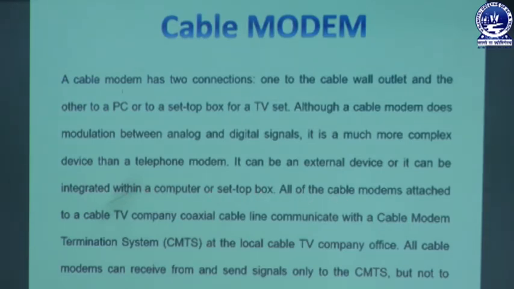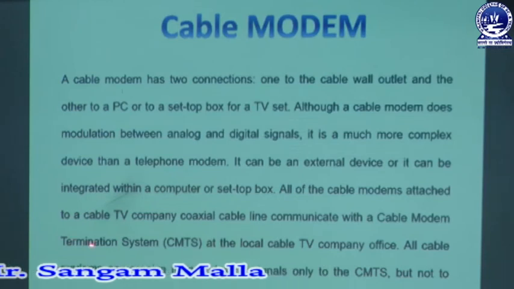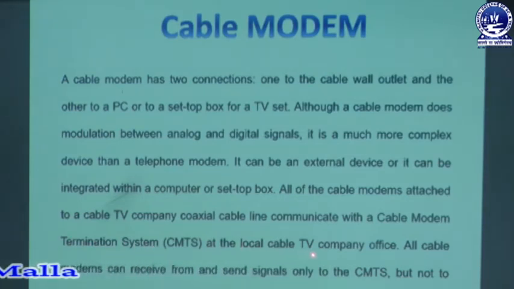All the cable modems attached to a cable TV company, that is coaxial cable line, communicate with a cable modem termination system at the local TV company office. All cable modems can receive from and send signals only to the CMTS but not to the other cable modems on the line.